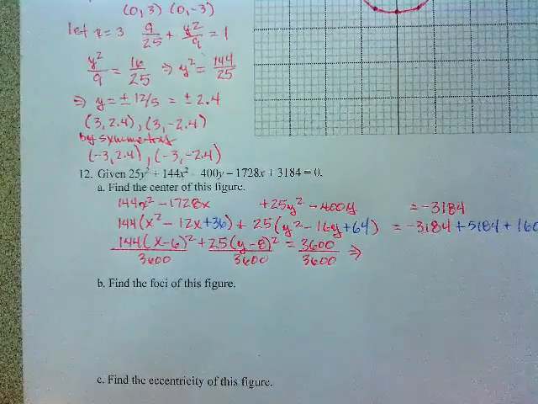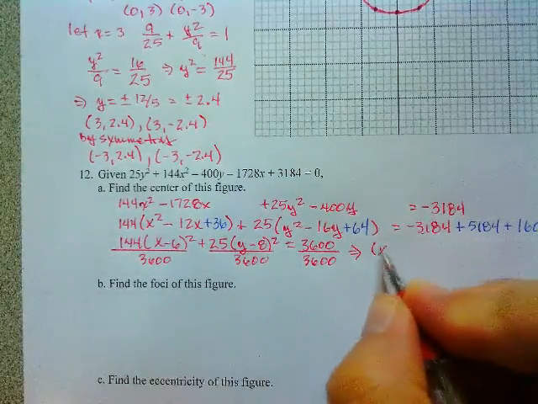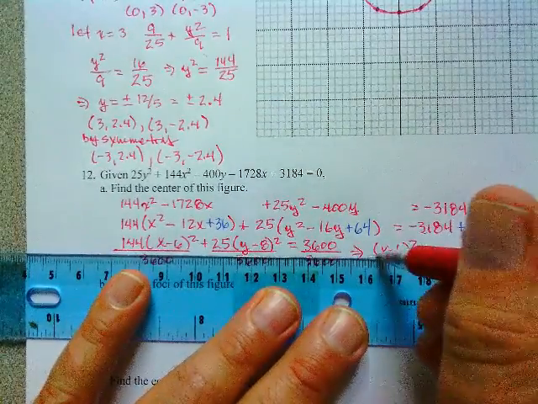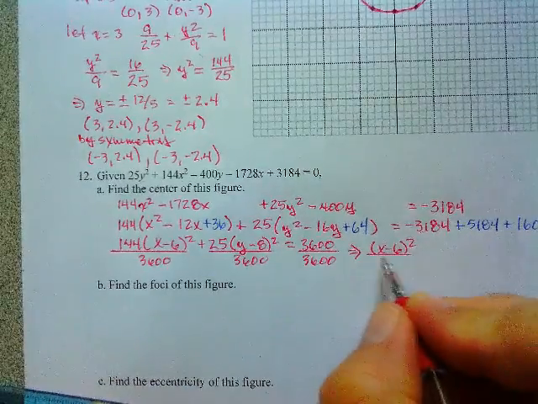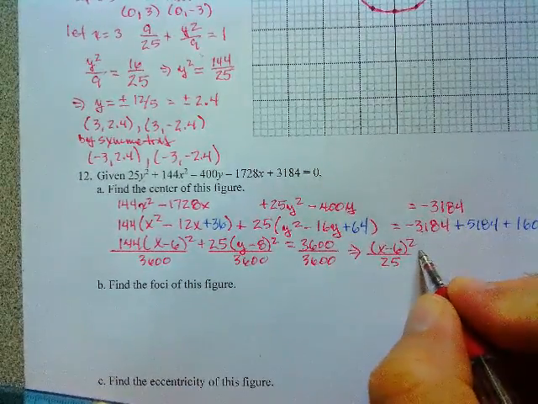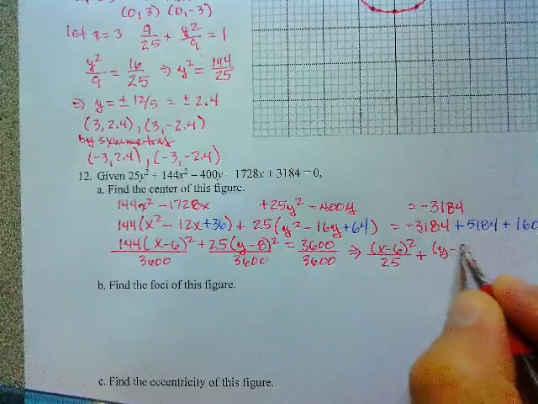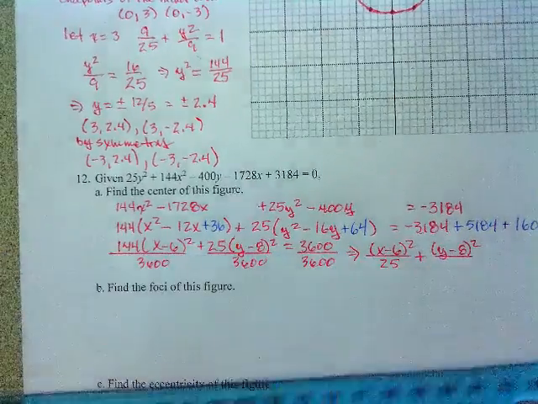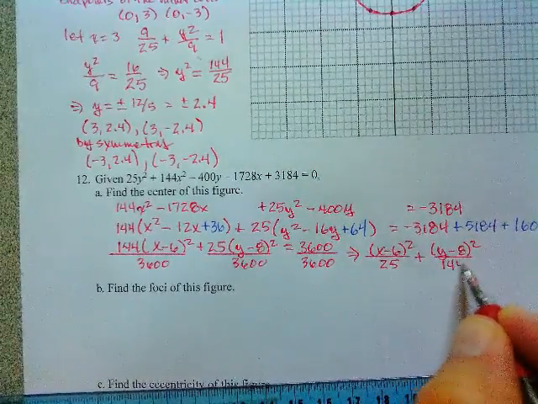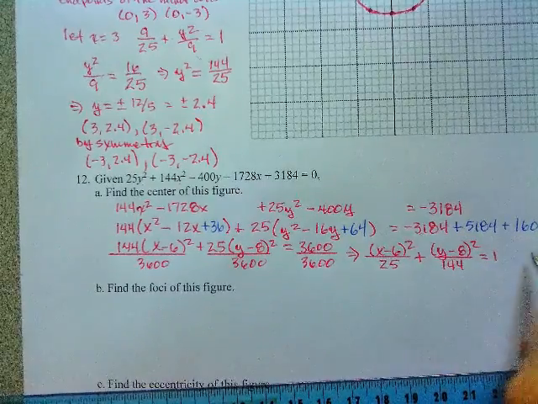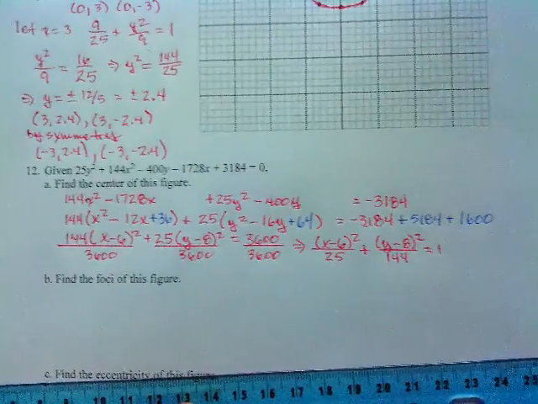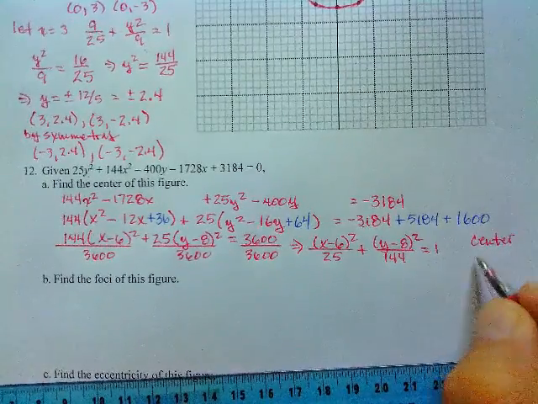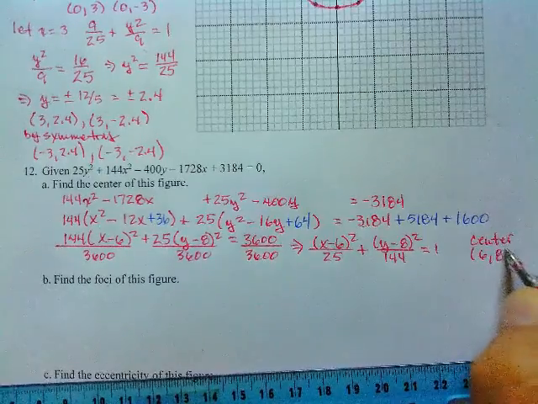And so we'll end up with x minus 6 squared over 25 plus y subtract 8 squared over 144 equals 1. And now putting it into the right form, we can say our center is 6, 8.